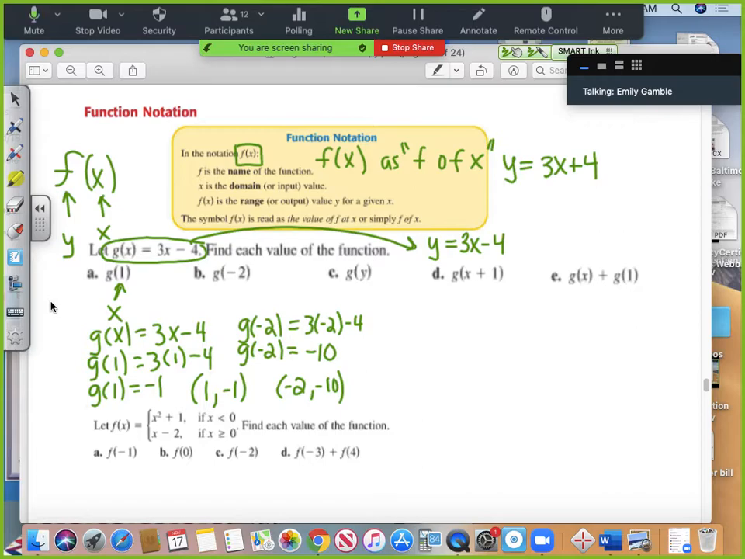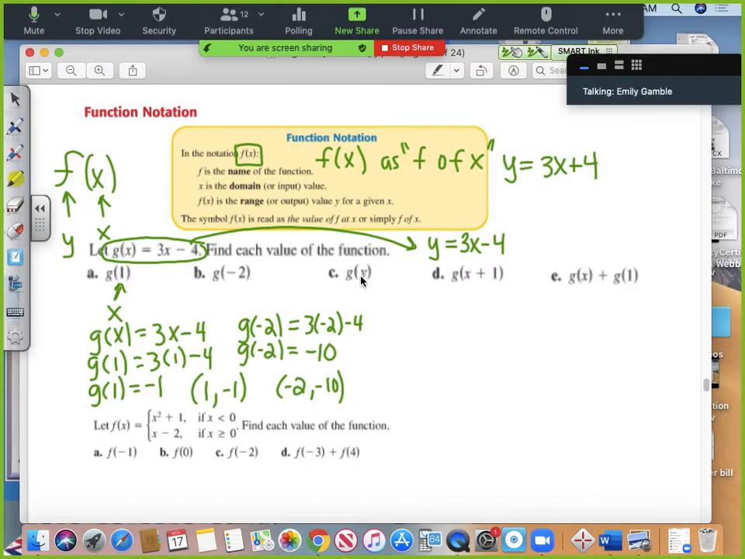So the first two are very similar, and then once we get to C and D and E, things start to change. Yeah? On a test, would you want us to write out that original -2 thing? It depends on the type of question. So if the question said what is the ordered pair, I would want the ordered pair. If it says just what is the value of the function, the value is just -10.